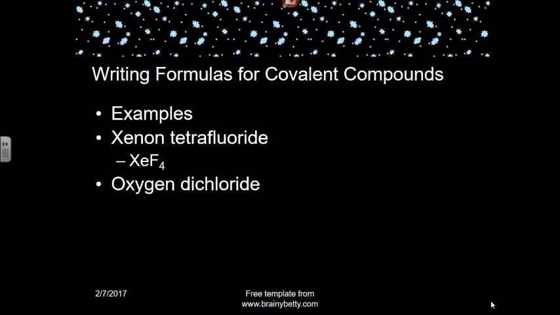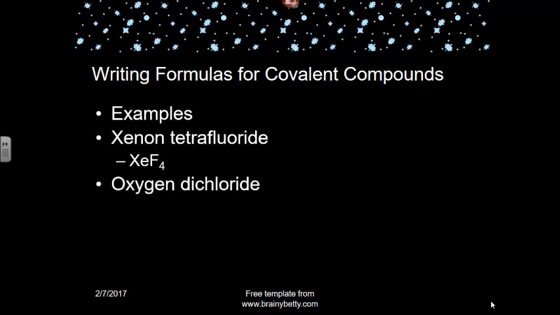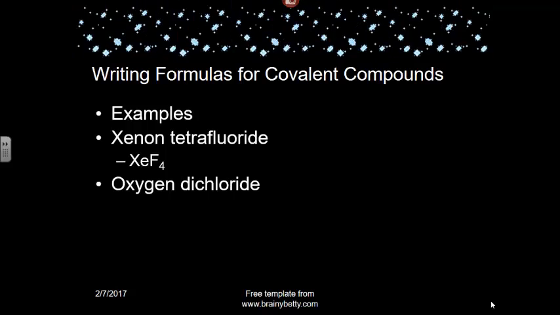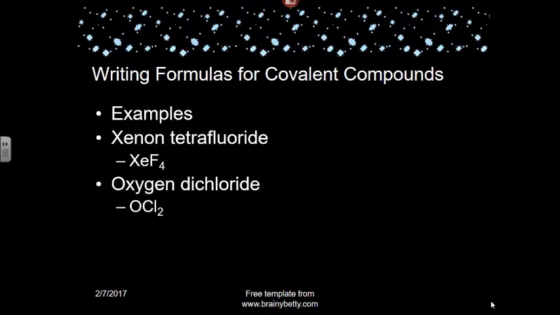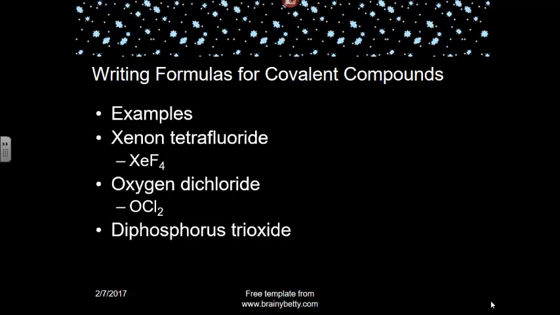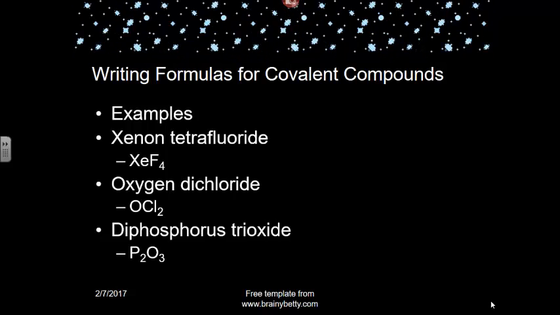Next one. Oxygen dichloride. How many oxygens? 1. How many chlorines? 2. OCl2. Diphosphorus trioxide. P2O3. And that's it. Now you know how to write names and formulas for covalent compounds.